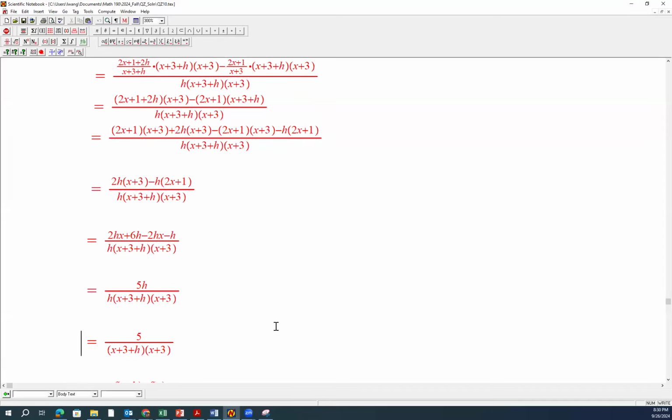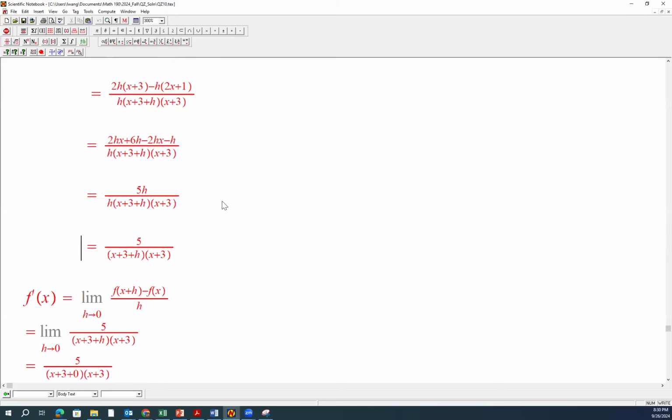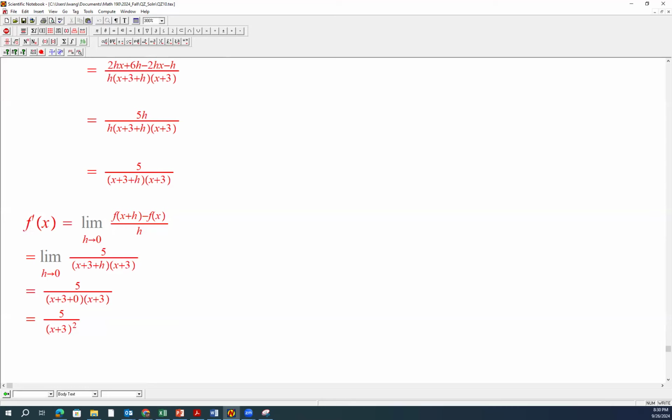After h is reduced, we're going to take limit, because we cannot take limit before h in the denominator, right? So now we can, right? We take limit, and the rest will be pretty straightforward. However, be careful. We are substituting h by 0, so we get x plus 3 multiply x plus 3. That x plus 3 multiply x plus 3, that's x plus 3 squared. Okay, so that's all.